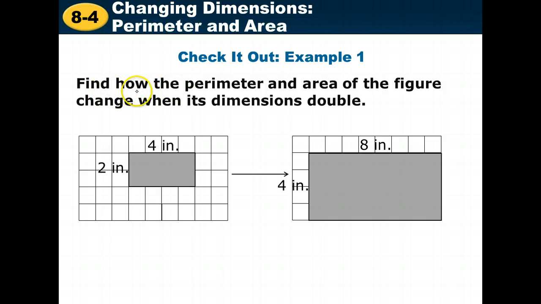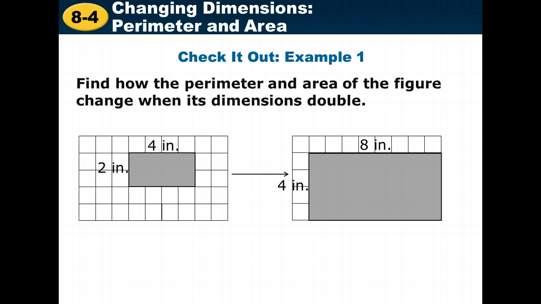All right, so here it's asking us to find how the perimeter and area of the figure change when its dimensions double. So here is the original picture, right? Here we are using a grid so you guys can visualize what's happening. Now, if I were to double its dimensions, that means the base will double. So we will multiply it by 2, we'll get 8. And the height will also increase to 4. So how does that affect the area and the perimeter?